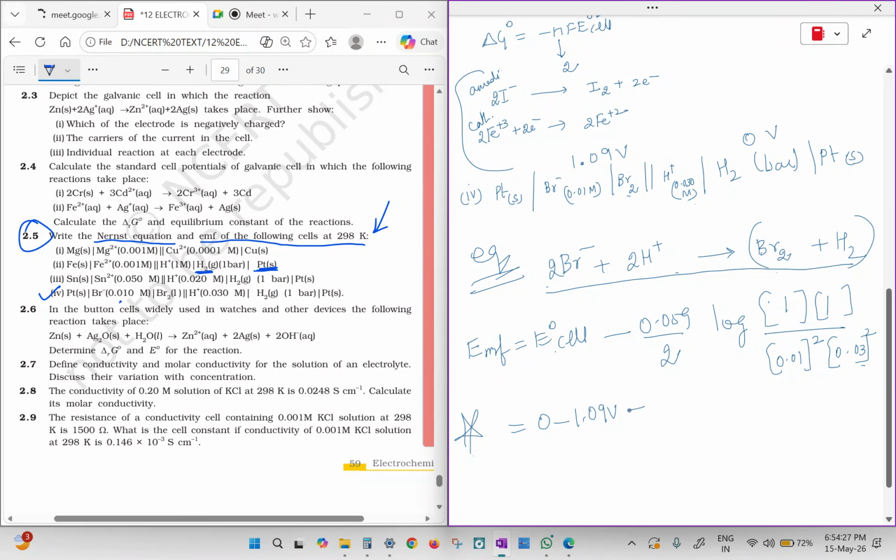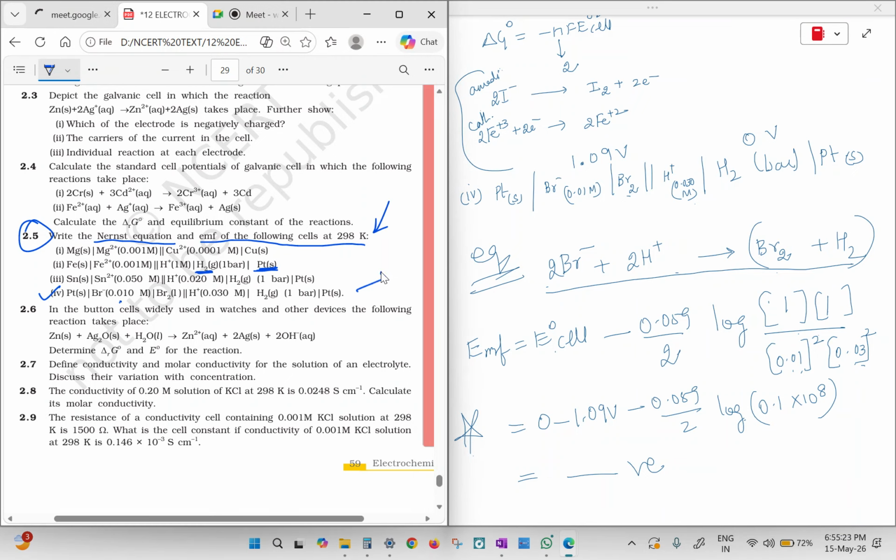Yes, ma'am. So minus 0.059 by 2 and log of the whole thing you will calculate, which will be 1 by 9 into 10 to the power minus 8, right? 10 to the power minus 2, 10 to the power minus 2. Here also 10 to the power minus 2 and 10 to the power minus 2. So this is 10 to the power minus 8. So this will become actually 0.1 into 10 to the power 8. It's a positive quantity. That means this stays as a negative quantity throughout. Clear? It will become a negative value only. That means, is the cell functional? No, ma'am. No, that's all. Did they ask you whether the cell is functioning or not?